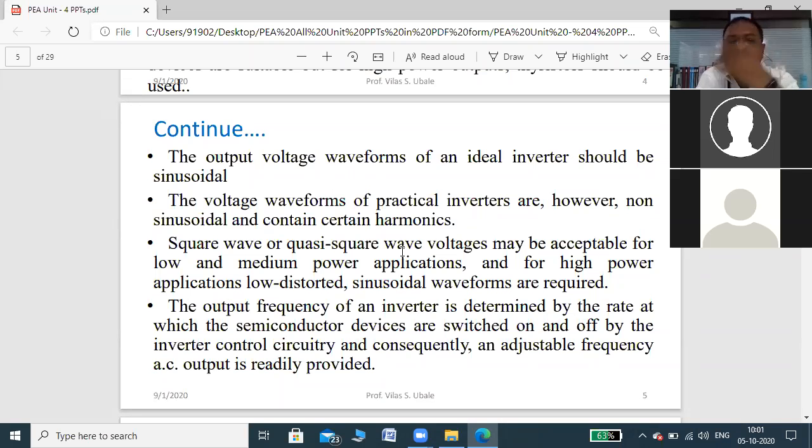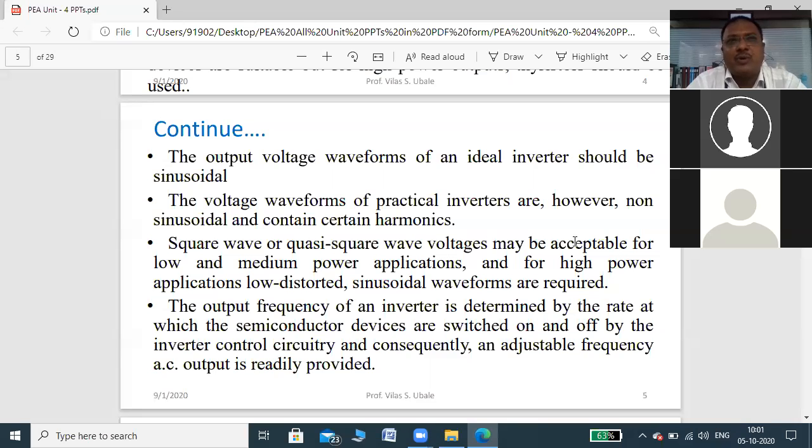Without these two circuits, no inverter is made by anyone which produces a pure sine wave. So keep in mind, inverters are always square wave or quasi-square wave inverters. In some quality inverters, they use a filter circuit and wave shaping so that you get a sine wave which is again not 100% pure, but very close to a sine wave. Such inverters are called sinusoidal waveform inverters.